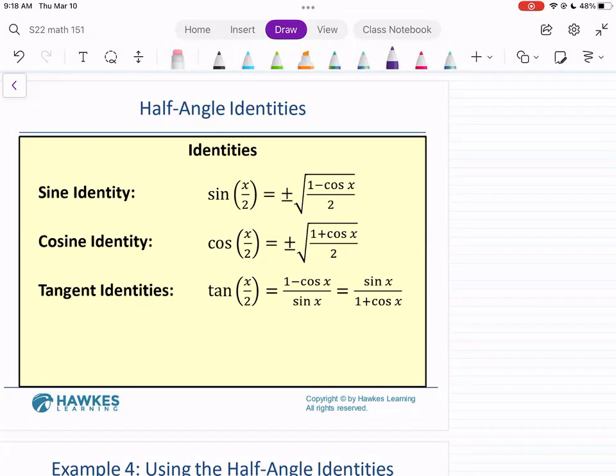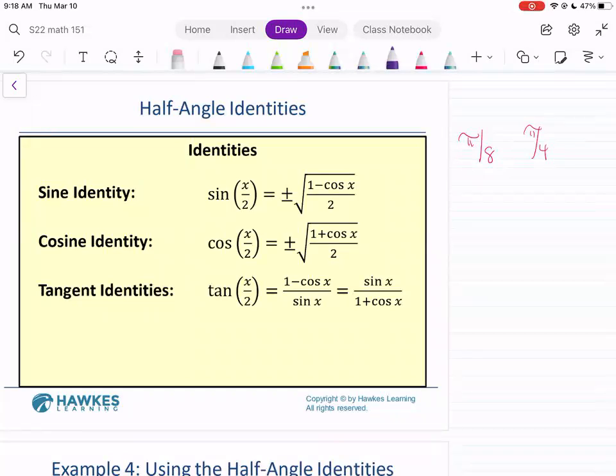So consider perhaps if we wanted to find the sine of, say, pi over 8. We know that pi over 4 is a nice angle on the unit circle, and so half of that would be pi over 8, and these identities will come in handy there. To begin with, we're going to prove just one of these.